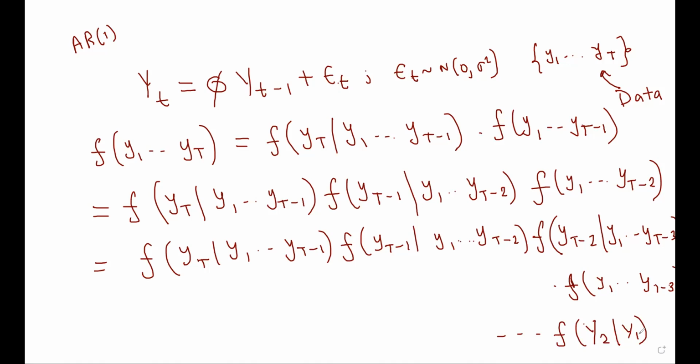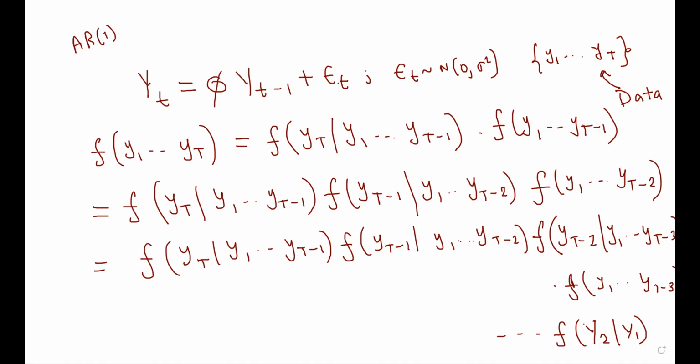Yes, everybody? Yt given y1 to yt minus 1, then yt minus 1 given its past, then yt minus 2 given its past, dot, dot, dot, up to y2 given its past, which is y1. Y1 has no past, so that's just y1. Is this okay? Clear?